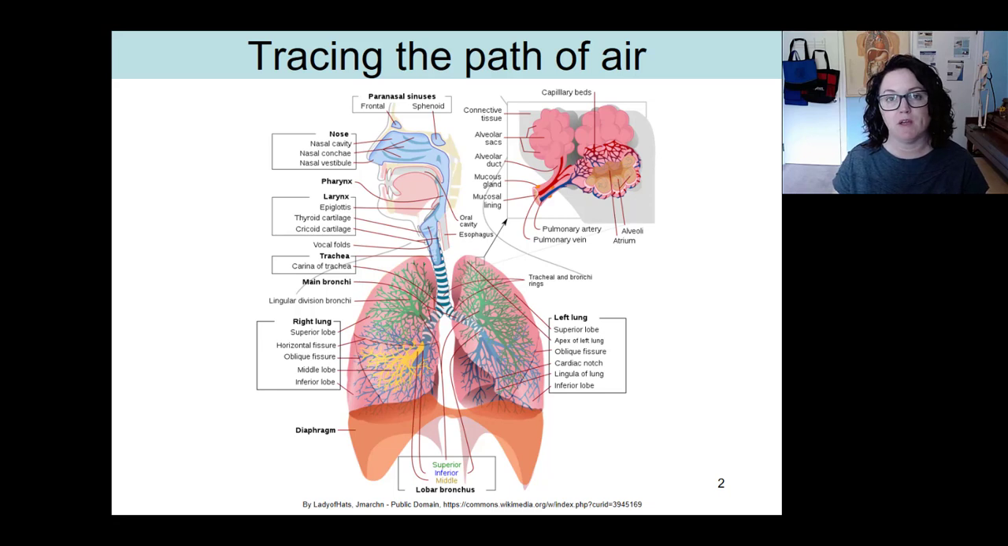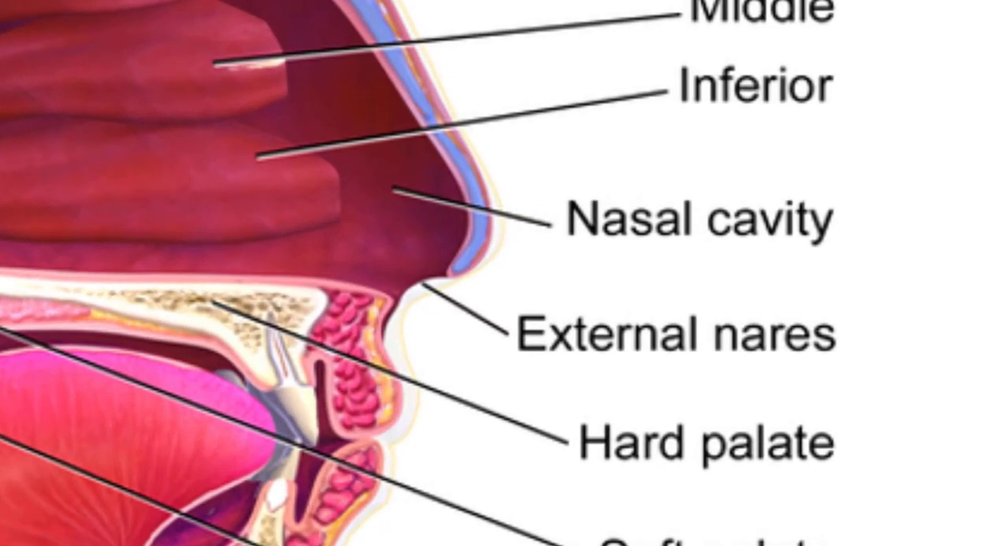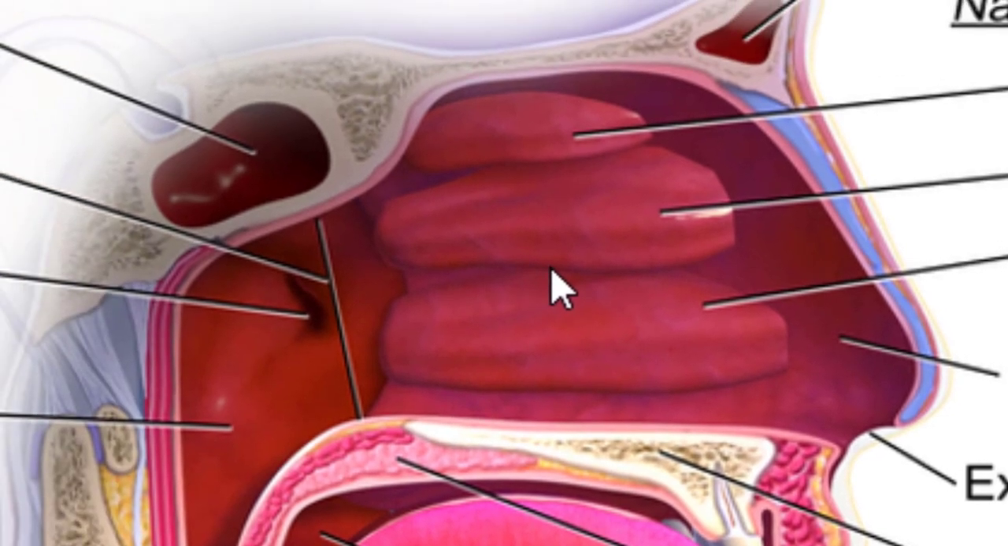Now let's trace the path of air through the body. I'm going to come back to this picture, but we're going to start up in the head, and I want to show you a different picture that gives us a little bit more detail. We actually start with the nostrils, which are also known as nares. Most of the air is entering your body through your nose and not your mouth. Once the air has entered into the nares, it is now in the nasal cavity.